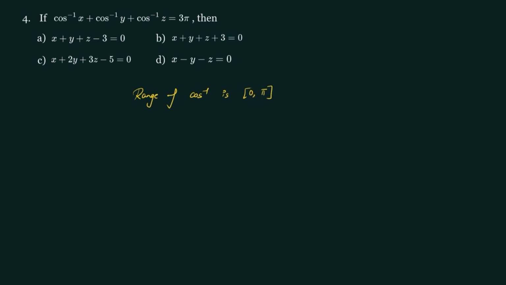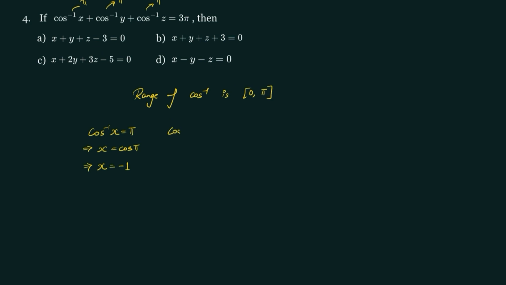But here, as you see, cos inverse of x plus cos inverse of y plus cos inverse of z equals 3 pi. That means all these three terms should be pi. Only then pi plus pi plus pi would be 3 pi. So that means cos inverse of x equals pi. This implies x equals cos pi, and that means the value of x equals minus 1, because the value of cos pi is minus 1.